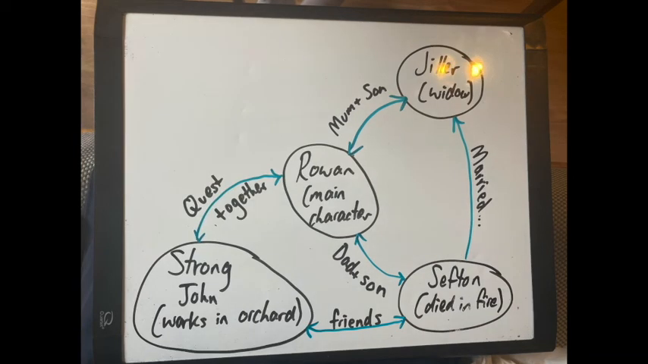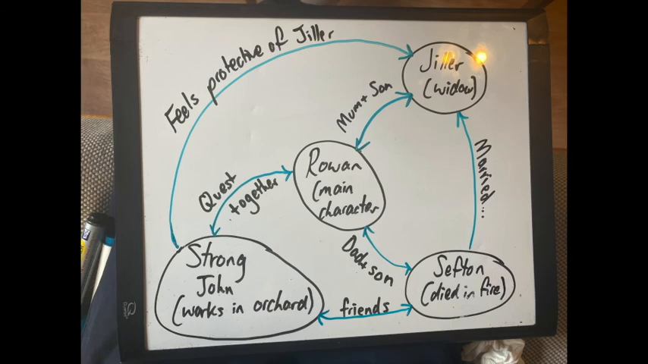Now the connection between Strong John and Gilla is harder to spot in the novel, but it is there. We do get the feeling that Strong John feels quite protective of Gilla, probably because he was good friends with her husband. So that's my very quick sociogram of just a few Rowan of Rin characters.